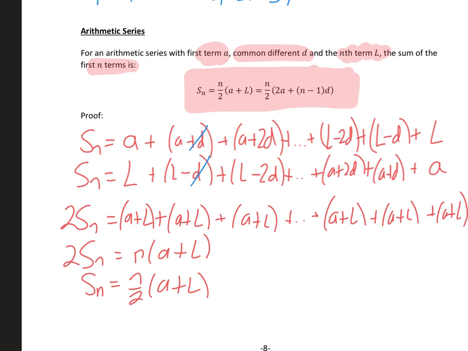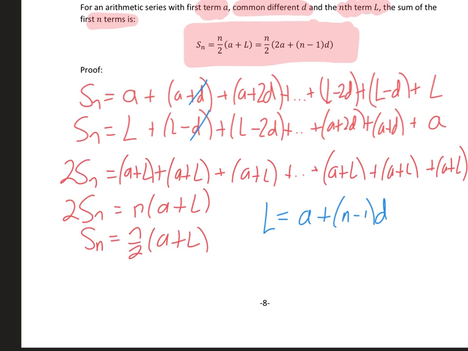Yeah, and if I want a second formula, I just have to remember that L is the nth term, the last term, so the formula for that is A plus (n minus 1)D. So if I sub that in for L, I get that second equation, which is n over 2 times (two A's now, plus (n minus 1)D). Yeah, on the old spec, you could get asked to prove that formula, so it's good to know how to prove it, or at least to see where it comes from.